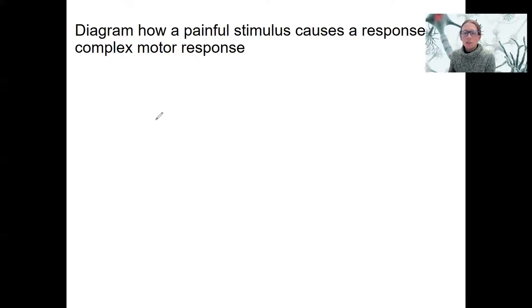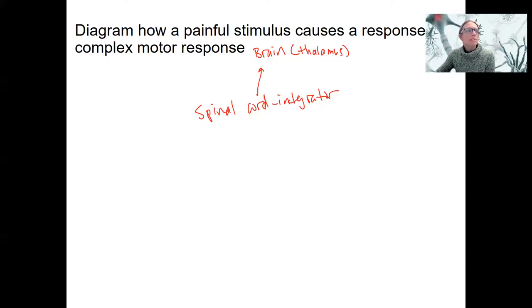So in addition to going to the spinal cord, that's our integrator, you also can have information travel from there up to the brain. In the case of a hot stimulus, the thalamus is a kind of gating relay center that then passes information on to the cortex. And this is how then you're aware of the fact that you just touched something painful or hot.